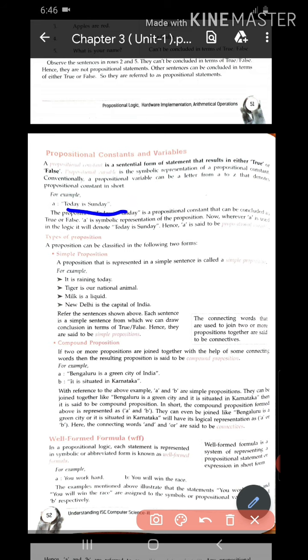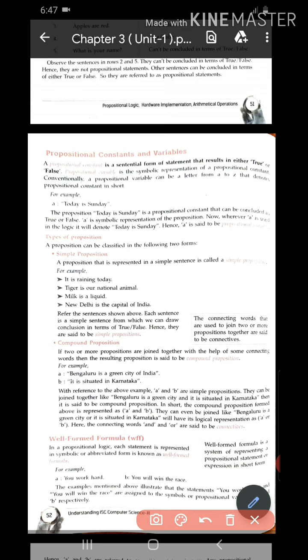Today is Sunday and we are going to store it in A. A is a variable, and "today's Sunday" is a propositional constant. See, I think you are now able to understand what a propositional constant is and what variables are. And we also have types of propositions.